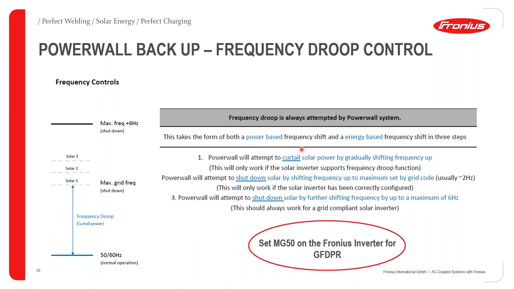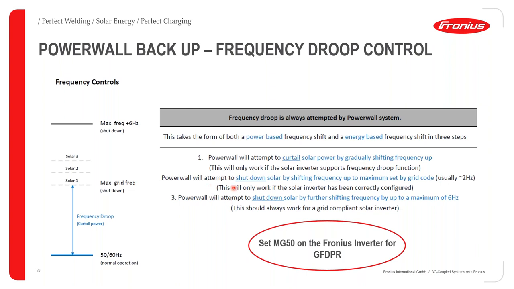So the frequency droop is always attempted by the Powerwall system. This takes the form of both a power-based frequency shift and an energy-based frequency shift in these three steps. Your energy-based frequency shift is dependent on the state of charge of the battery within the Tesla Powerwall. In the first step, the Powerwall will attempt to curtail solar power by gradually shifting frequency up, and this is indicated by this little blue arrow over here. When we have 50 Hertz, that's normal operation. However, all of a sudden we need to decrease the power output of the Fronius inverter. How do we do this? The Tesla Powerwall will then increase its frequency, and this is the section over here. During that period, the Fronius will decrease its power output.